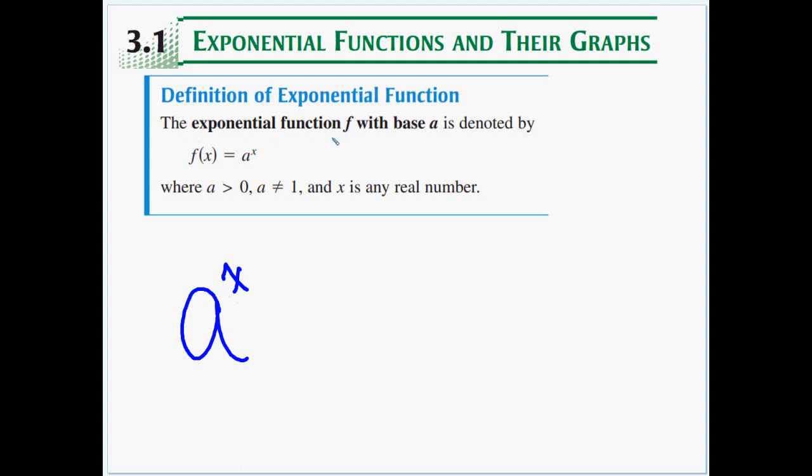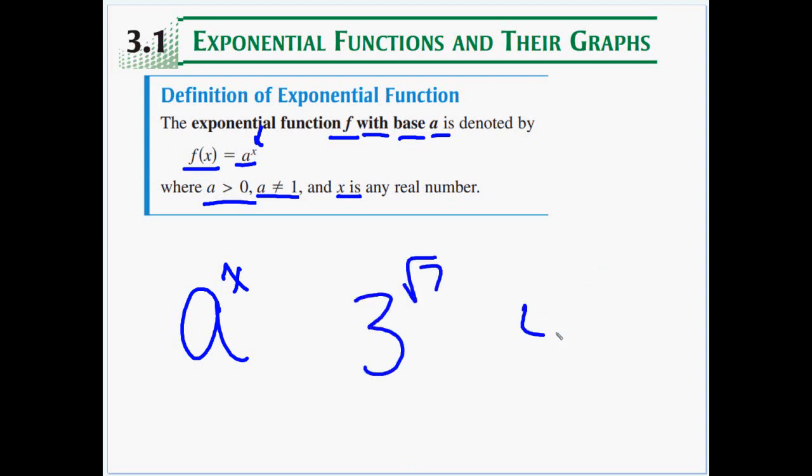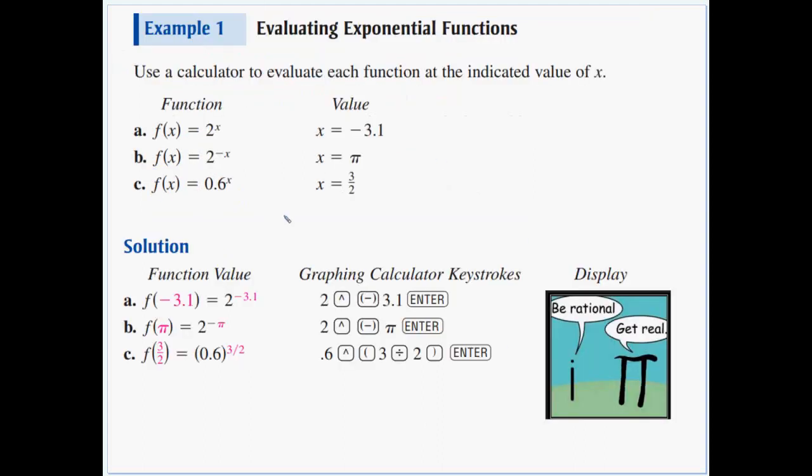So the exponential function f with base a is denoted by f of x equals a to the x. a is our base, x is the exponent. a has to be a positive number, and a cannot equal 1. x, the exponent, can be any real number, so we can see stuff like 3 to the root 7. We could see 4 to the sine x power, all kinds of different combinations with exponential functions.